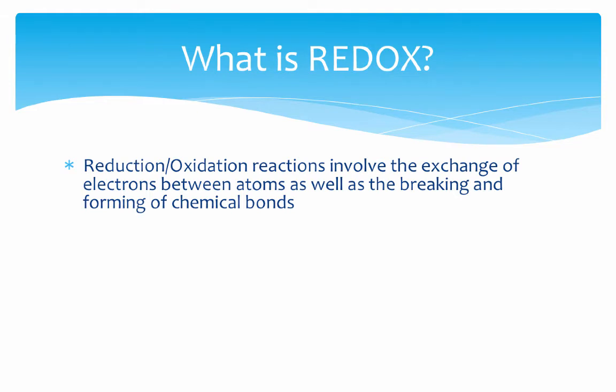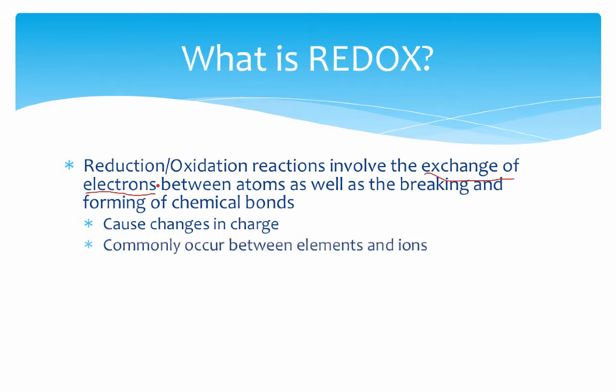So let's start with the definition of what a reduction-oxidation reaction is. These are reactions that involve the exchange of electrons, and that's the key point right here, between atoms, as well as the breaking and forming of chemical bonds. So we have chemical bonds breaking and forming just like in other reactions, but now electrons are being shared. What this causes in a lot of atoms is a change in charge. The atom that loses electrons is going to go up in charge. It's going to become more positive. The atom that gains electrons is going to go down in charge. It's going to become more negative.